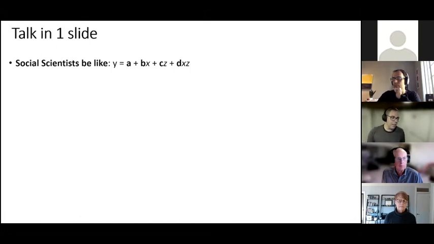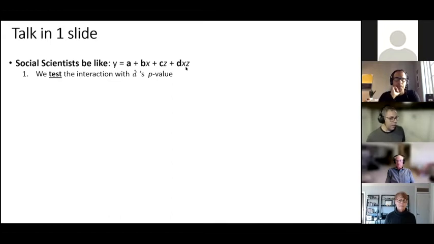We study interactions in a lot of our papers. In a recent review that I did, about 70% of papers include interactions, either as a primary or as a secondary analysis in the paper. And we usually start with a regression that has this form. And then we do two things with interactions. First we test them. We ask, does Z change the effect of X? And we usually do it with the p-value of D.